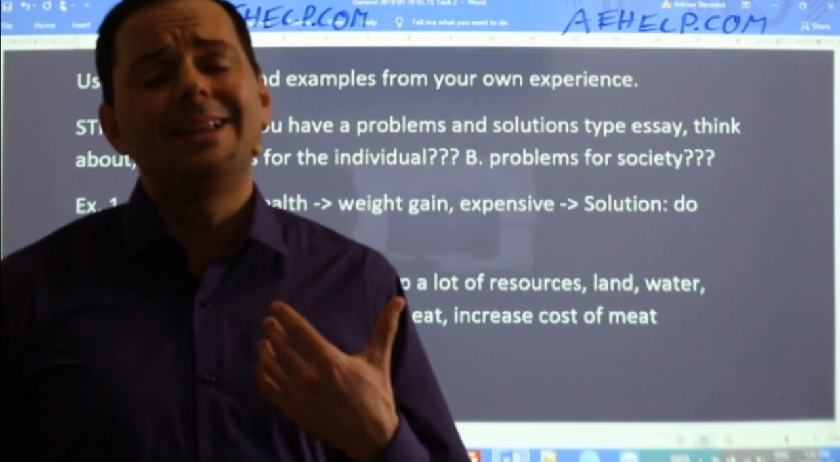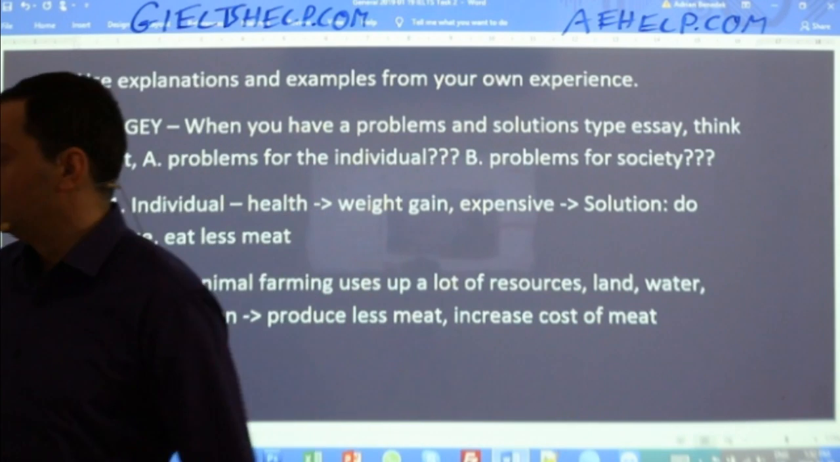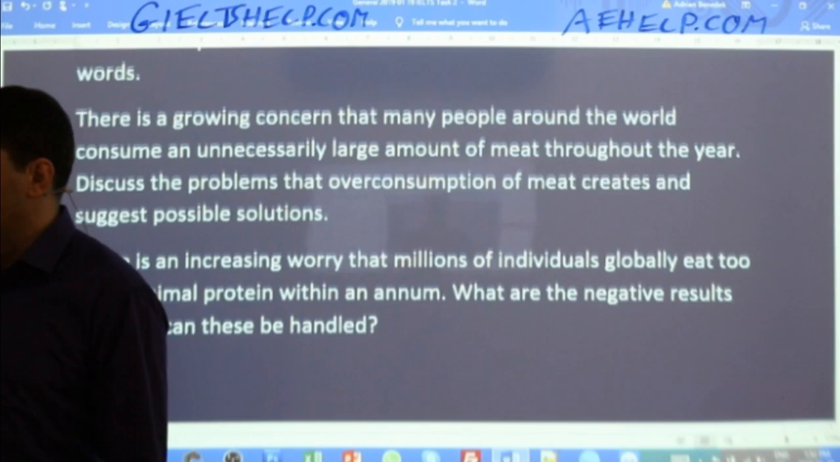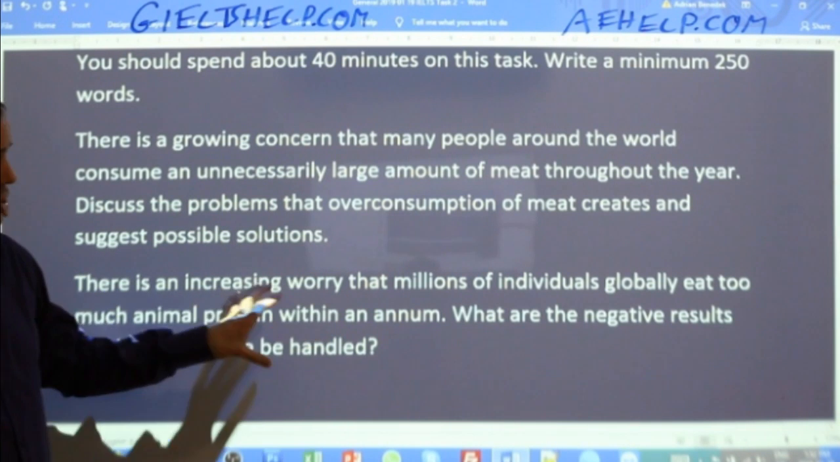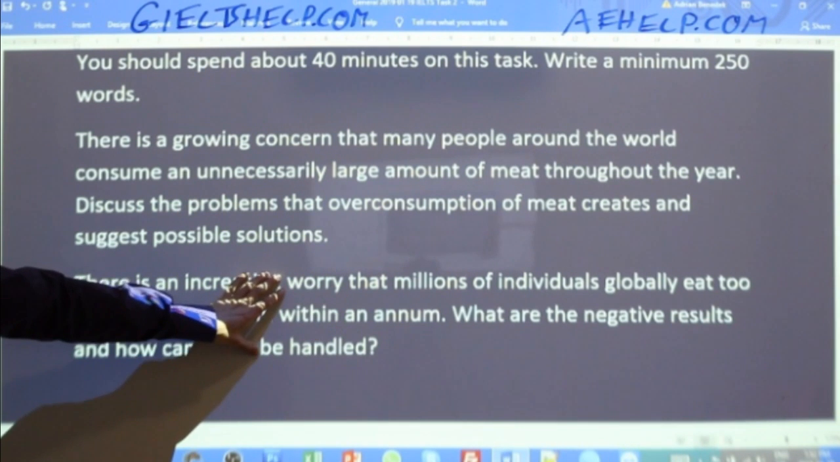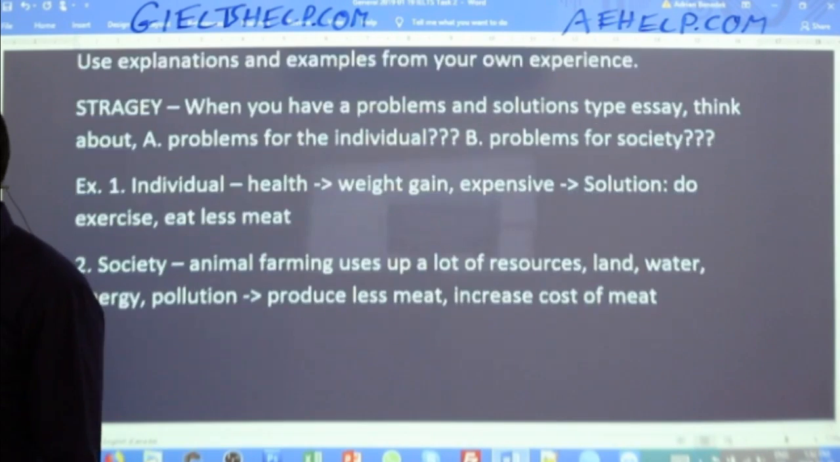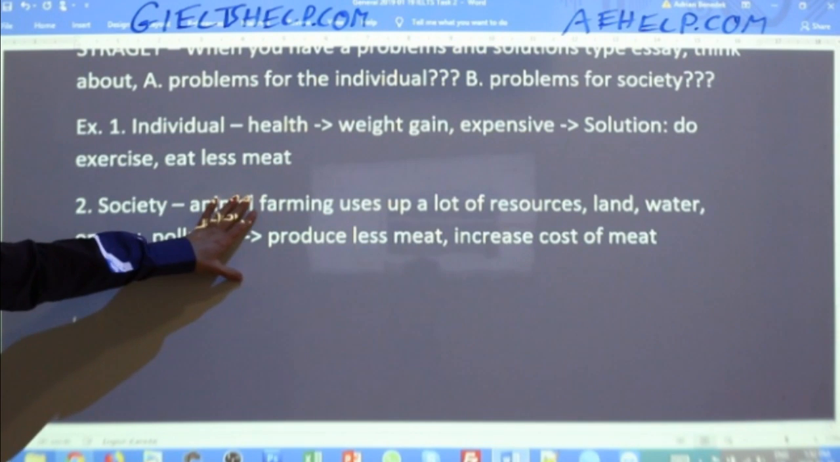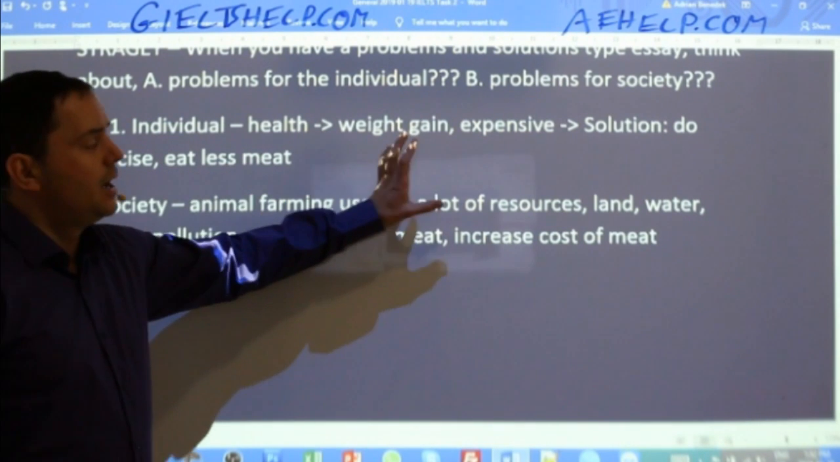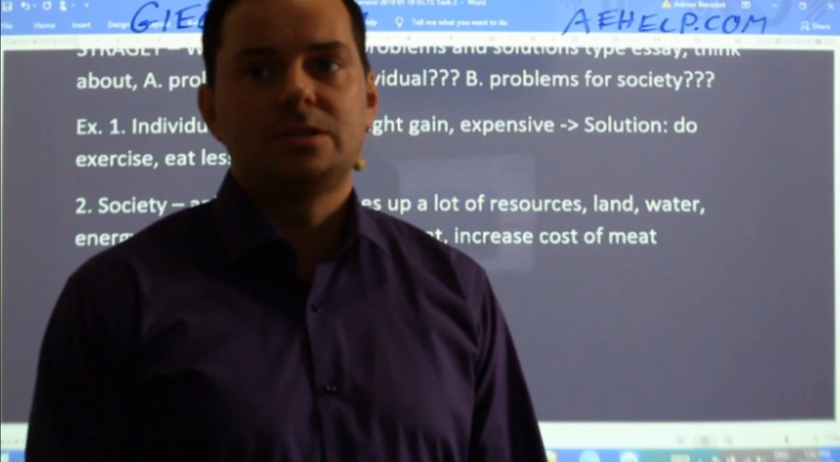In the real IELTS, when you're doing these first two steps, so doing this step of paraphrasing the question, so changing the question into your own words, and the step of planning, so here identifying two problems and solutions, you need to do this within 2 minutes, 3 minutes, okay?